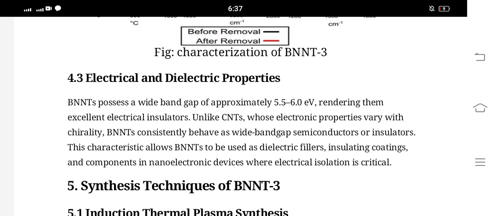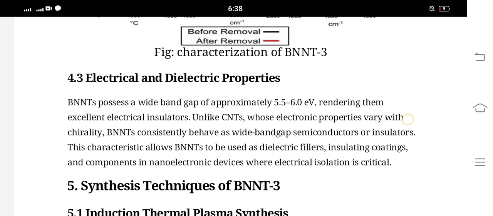As a result, boron nitride nanotube systems are highly suitable for use as dielectric fillers, insulating coatings, and electrically insulating components in nanoelectronic and microelectronic devices. They are particularly valuable in applications where electrical isolation must be maintained alongside thermal conductivity and mechanical strength.